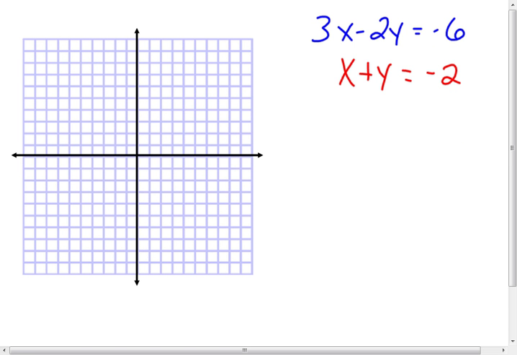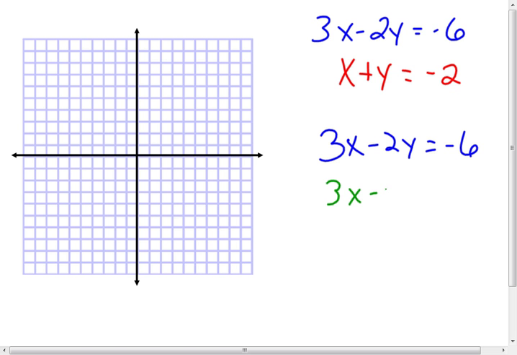So we have two lines, 3x minus 2y equals negative 6, x plus y equals negative 2, and we're going to graph both of these lines. We're going to use two different methods just to demonstrate how to graph a line. For the blue line, 3x minus 2y equals negative 6, we're going to use the x and y intercept. Remember, in the x and y intercept method, to find the x-intercept, we let y equal 0. So let's do that first.